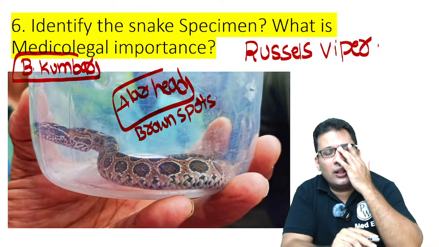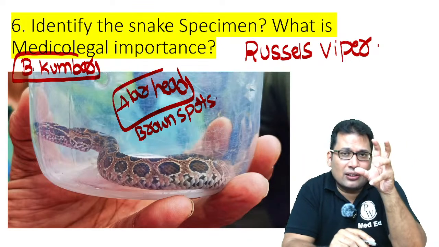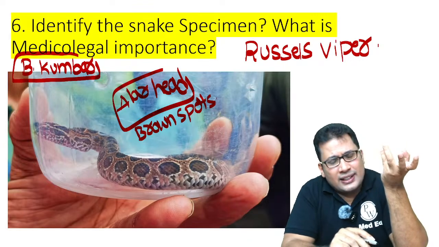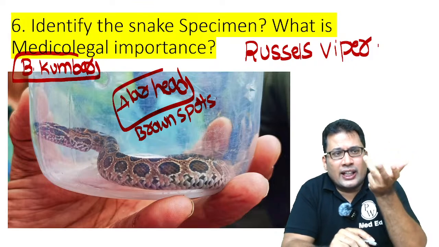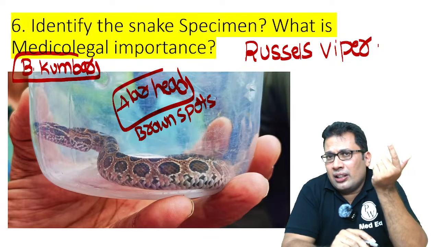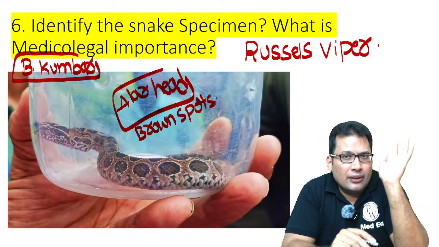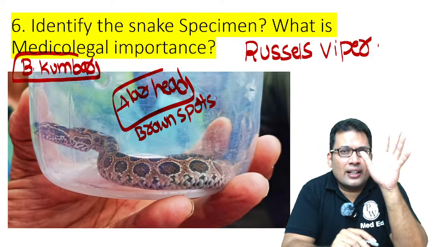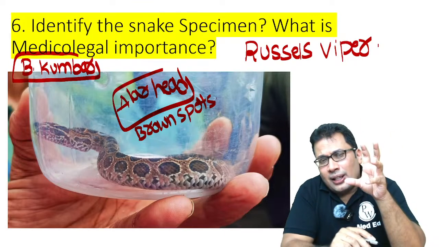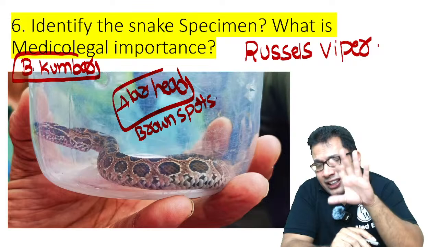As you know, the most common medico-legal importance is that snake bite is accidental. Second, it can be homicidal. Rarely it can be suicidal, for example Cleopatra, who died due to suicidal snake bite. So, accidental, suicidal, homicidal.